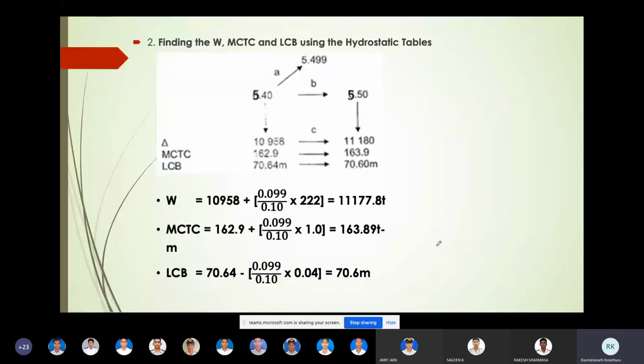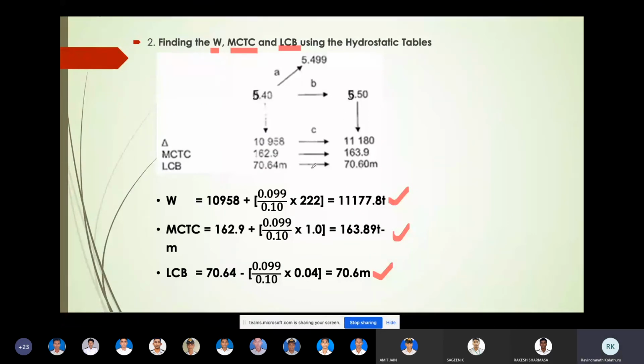So let's go again to hydrostatic tables. With TMD draft, I get displacement, MCTC and LCB. You see, again this interpolation becomes easy because all three values you can find at one shot. So I found out displacement, MCTC and LCB values. So remember, now we are still in the initial condition. We are just still finding out the initial data of the vessel.